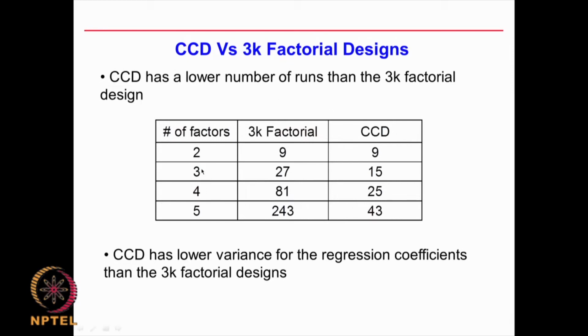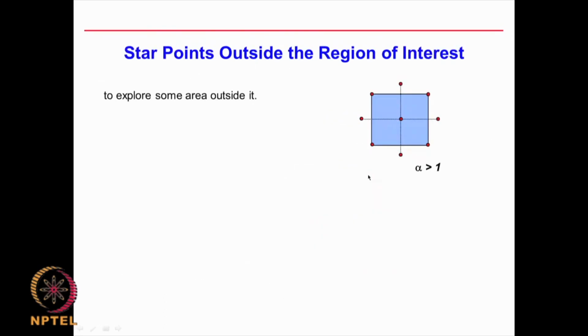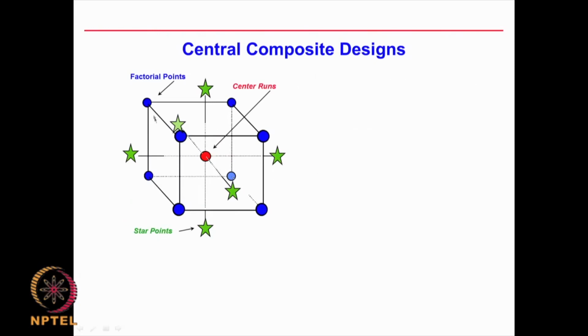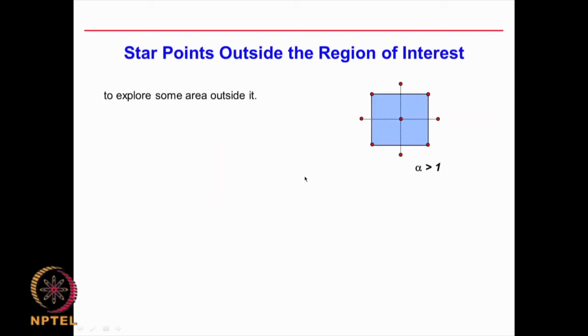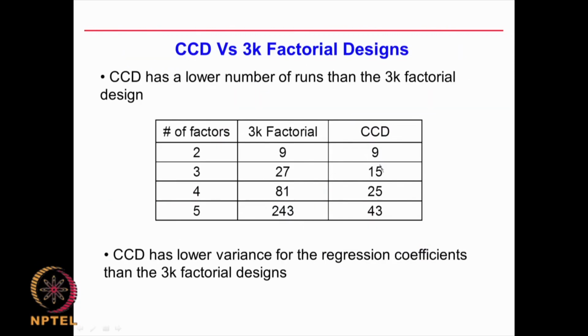Now, let us go to a 3 factor problem, 3 levels, 3 power 3, that is 3 into 3 into 3, that will come out to be 27 experiments, whereas with CCD I can do 15 experiments. This is the 2 power 3, 8 experiments, then center, and then 6 star points, 15 experiments. You see I have reduced experiments dramatically. Now go to 4 factors, 3 raised to the power 4, 81 experiments. With CCD I just do 25 experiments.